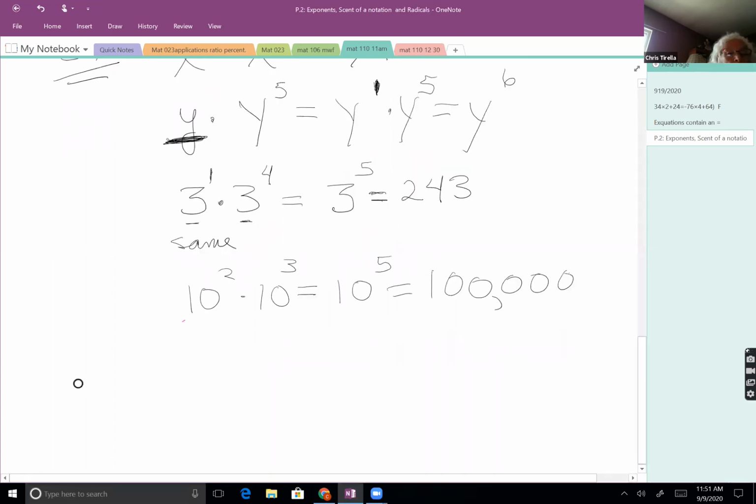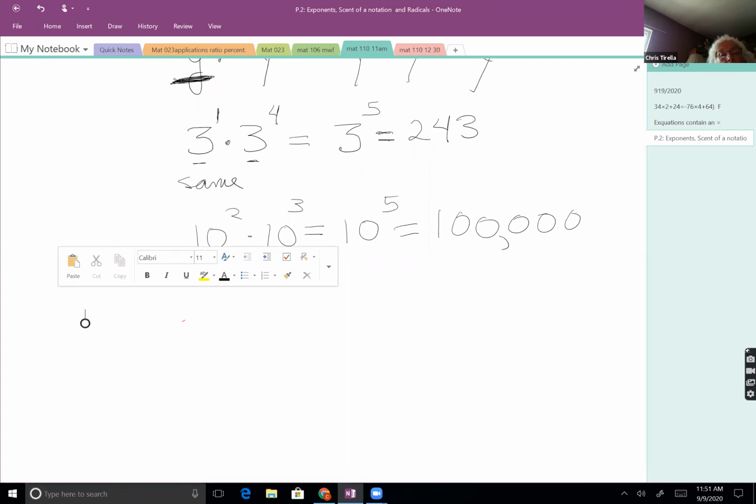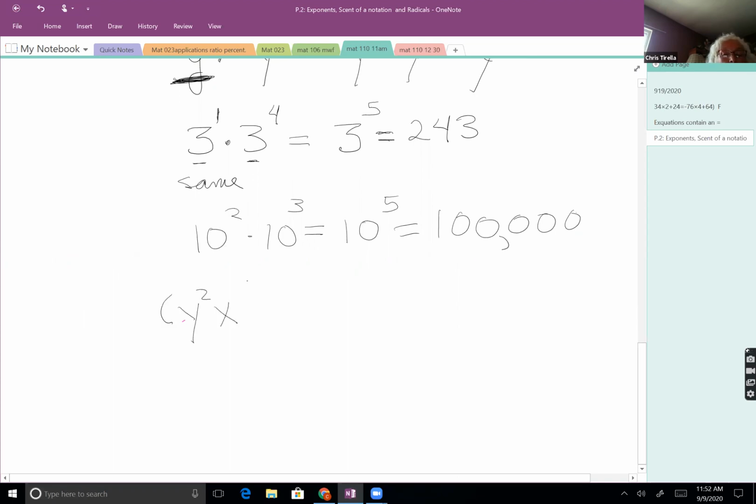And one more example. This time, if I have parentheses, y squared x to the fourth times parentheses x y to the fifth, and I want to simplify, while there are parentheses here, does everybody see that big picture? It's all multiplication.